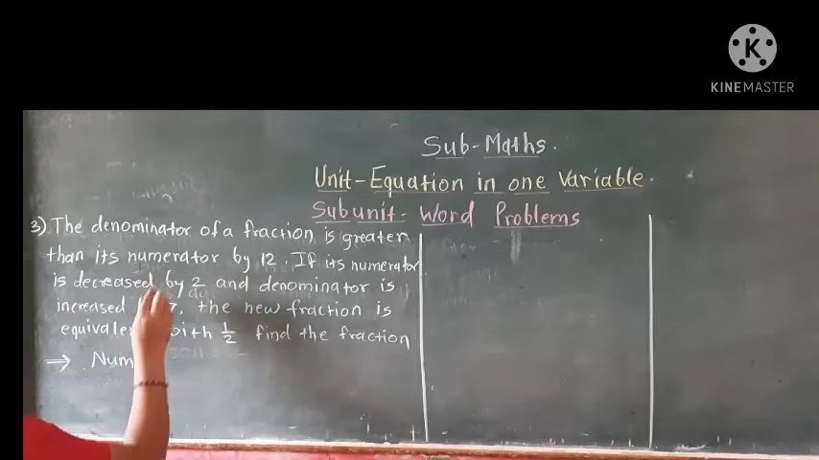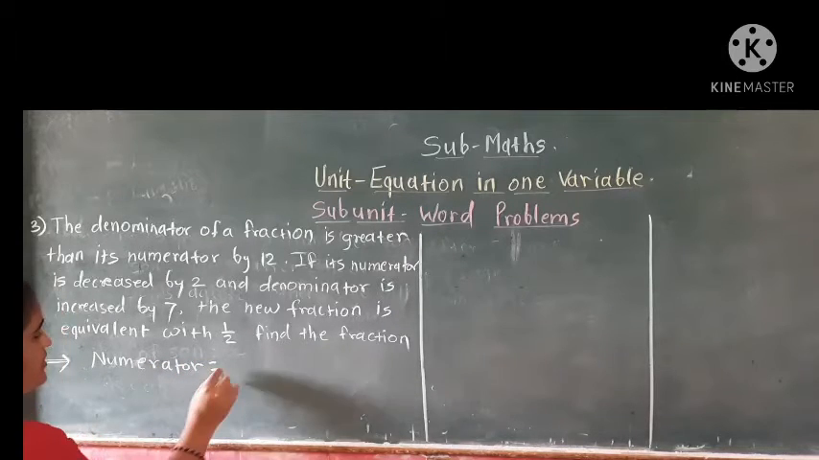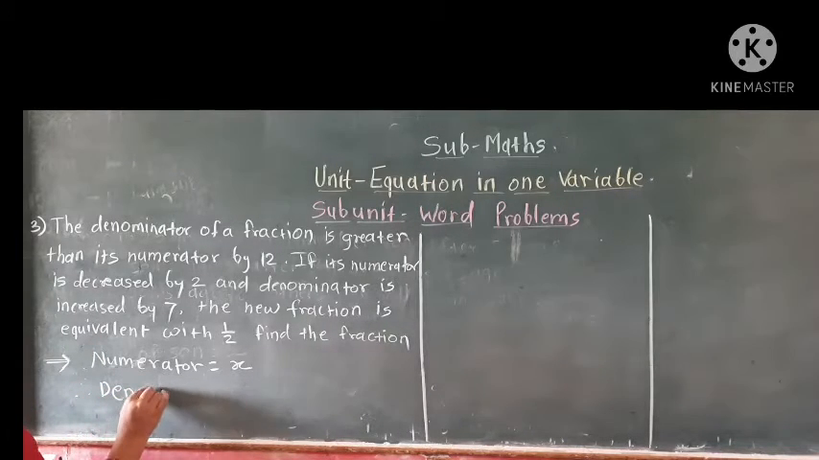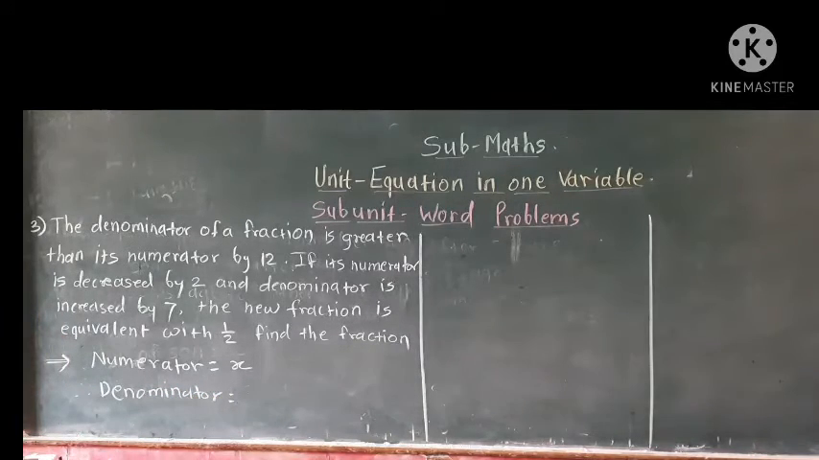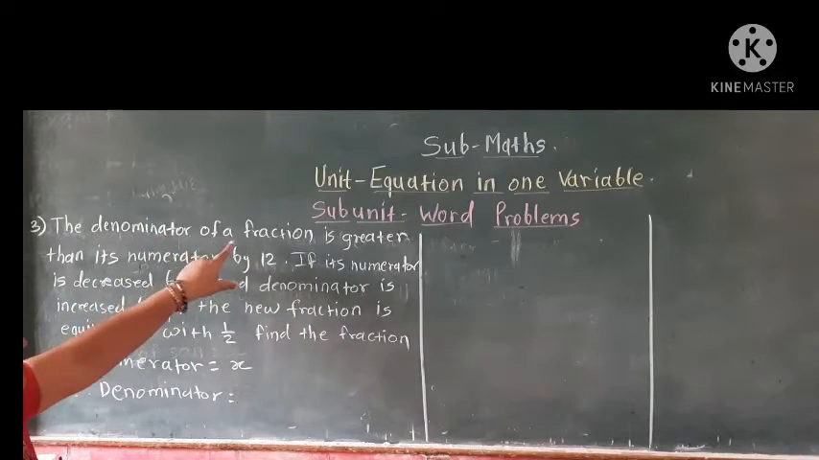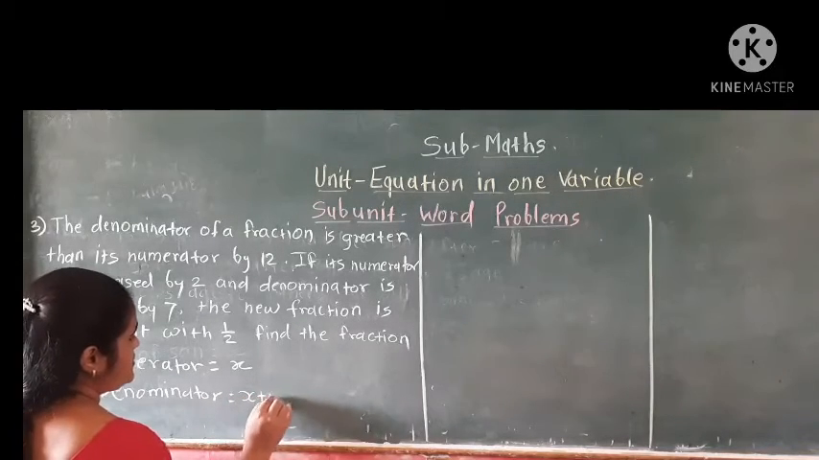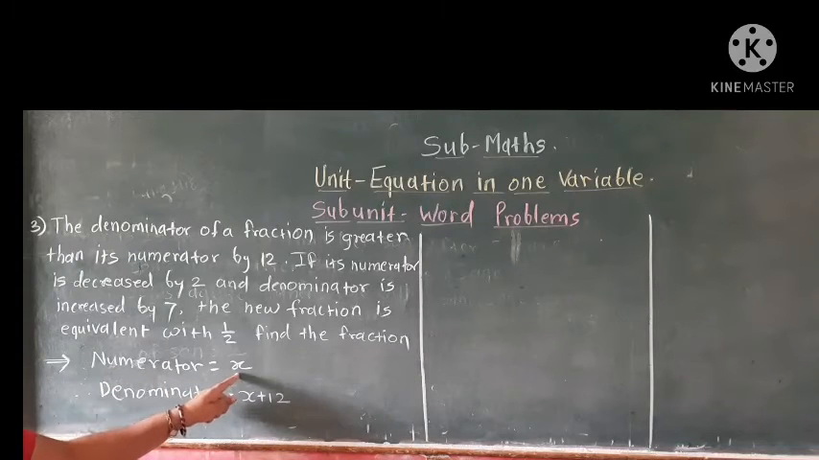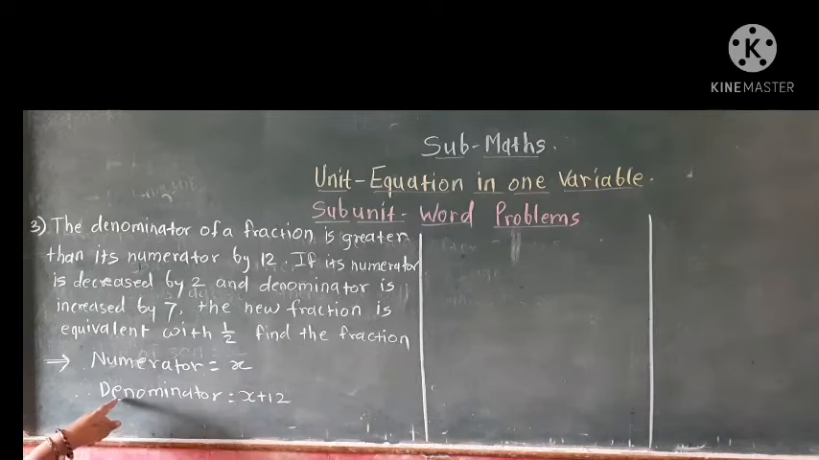Okay, we have to consider the numerator of the given fraction as x. Then what will be its denominator? Which information is given about the denominator? The denominator of the fraction is greater than the numerator by 12. So the denominator is x plus 12.